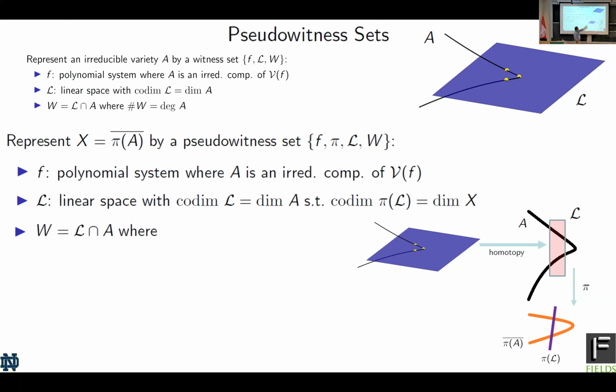So I know the dimension of X. I need to slice that many things downstairs. A general one would map down generally. I want this to line up in the projection. If I had taken this, it would have mapped down to a plane. That's not good because I want it to intersect my projection in a curve. So you just change your linear space so that it respects the projection.